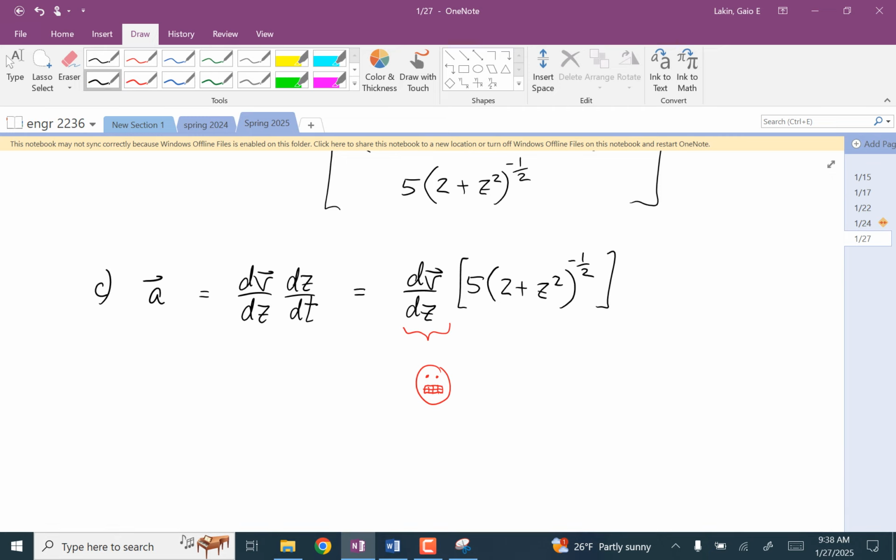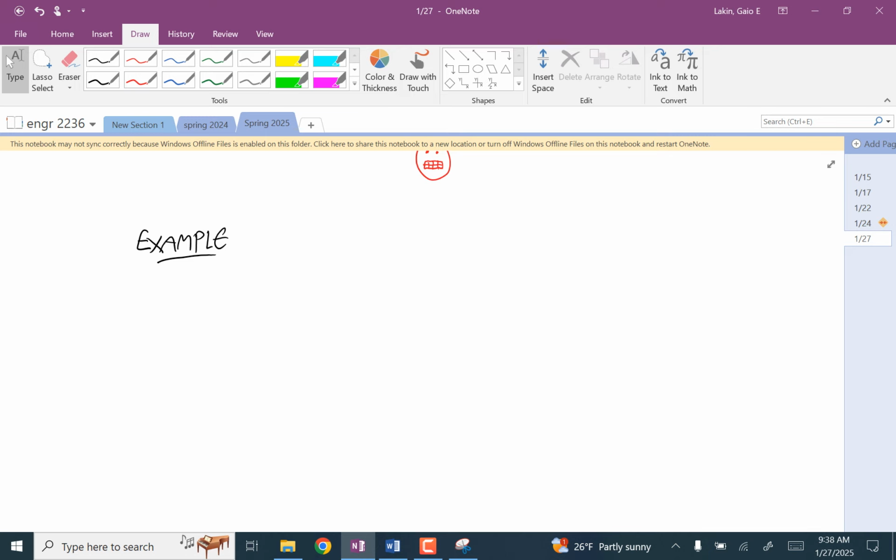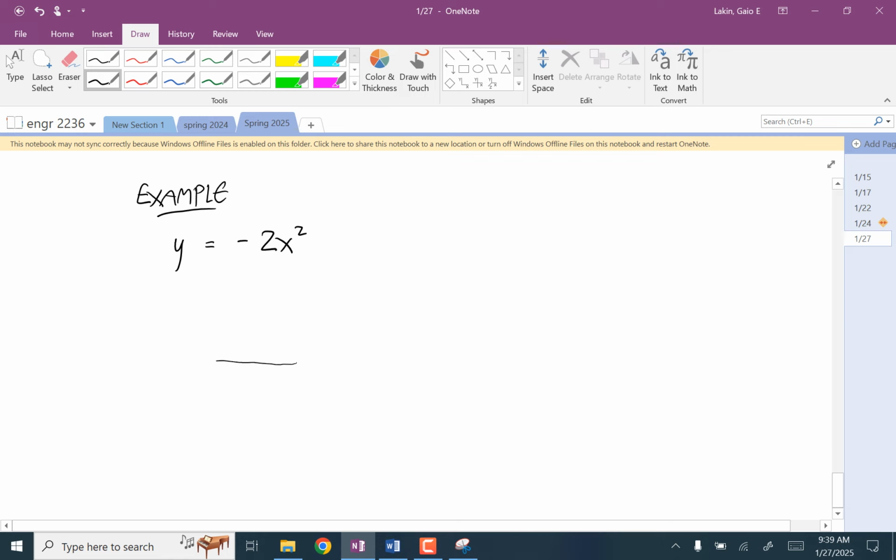Okay, let's do another one. Let's say we have this object moving along the function y is equal to negative 2x squared. So what does that look like if this is the coordinate system?